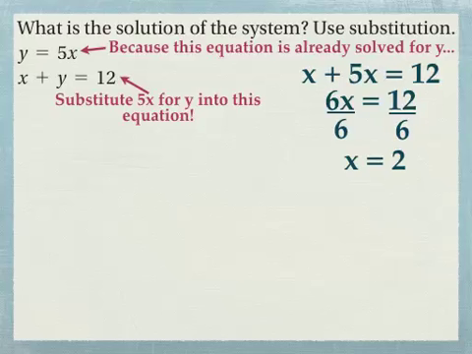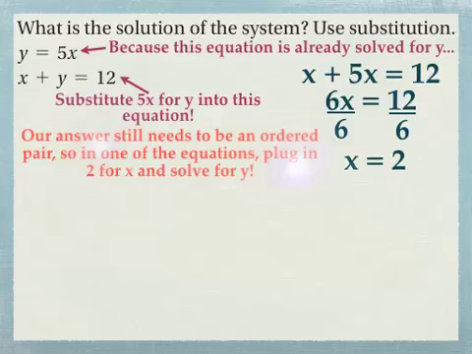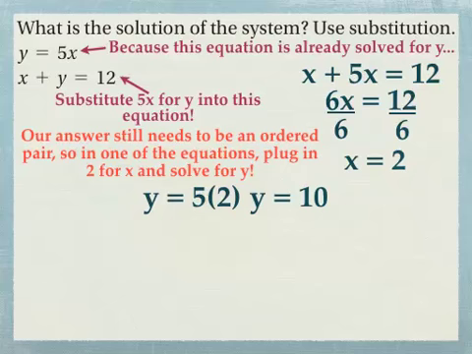Once I have a value for x, and you could also have a value for y at this point, depending on how you had to plug in, I need to take that x equals 2, choose one of the equations, and plug in 2 for x to solve for y. It's going to be easiest to use the first equation, y equals 5x, to plug in 2 for x. So I have y equals 5 times 2. Well, 5 times 2 is 10, so y equals 10.